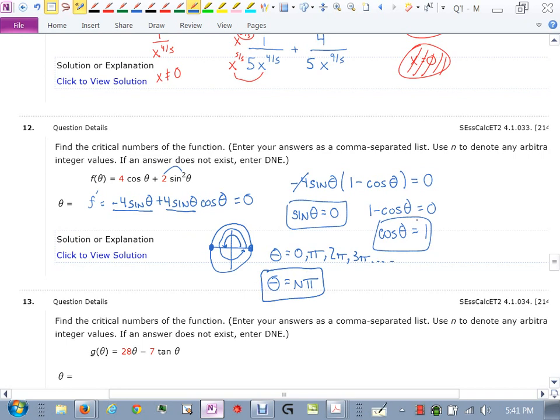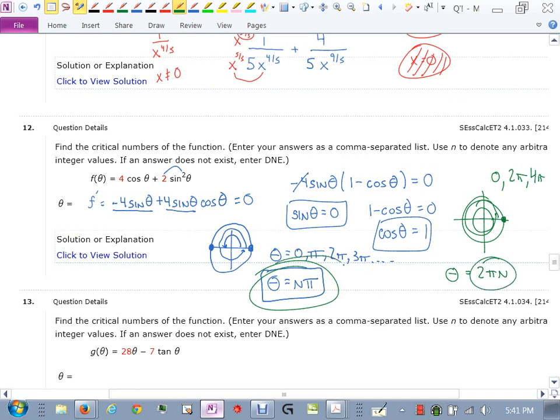Then I look to see when cosine is 1. Cosine's the x-coordinate. That only happens here. So I could be at 0, or I could go all the way around to 2 pi, or I could go all the way around again and be at 4 pi. And there's infinitely many answers there. So I could say theta must be equal to 2 pi n. However, this answer will suffice because this gives you every pi, and this one gives you every even pi. So this list over here includes all of the answers in that list. So pi n is sufficient.